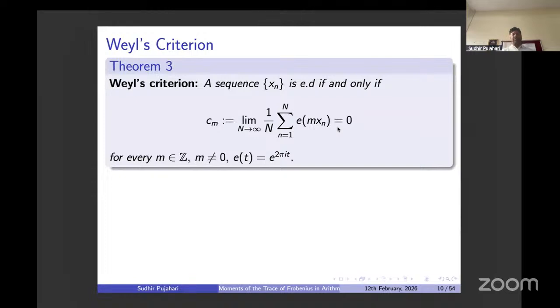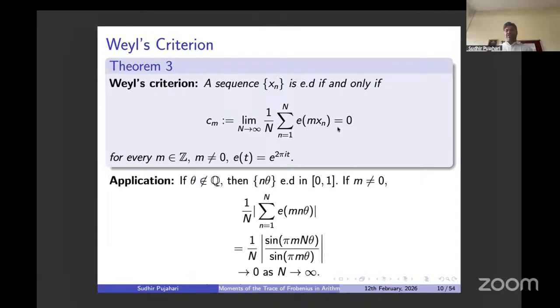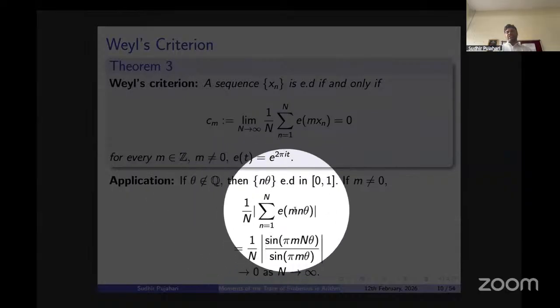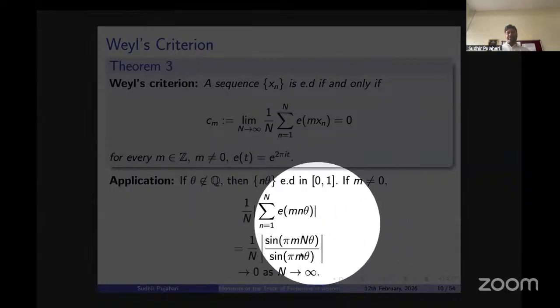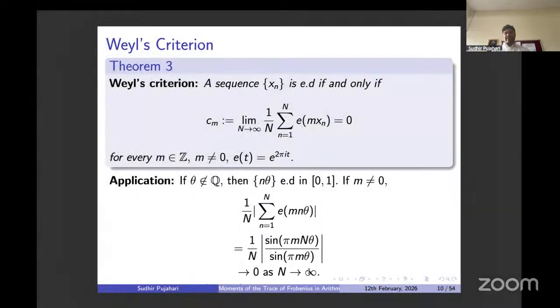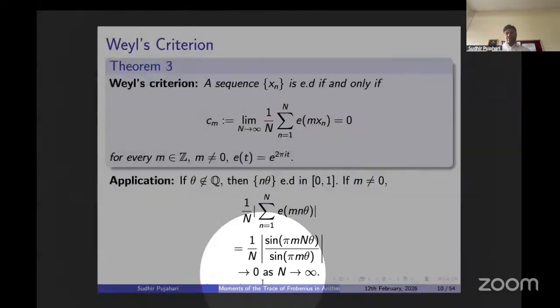So basically, what is the take-home message from here? Whenever we see whether a sequence is equidistributed or not, in the background, there is some exponential sum going on. That's the take-home message for this part. So in particular, if you look at the sequence n theta, where theta is irrational, basically we have to investigate this exponential sum, but this is just a GP, and that geometric progression can be written like this. But because theta is irrational, as n goes to infinity, this quantity goes to 0. Only a couple of lines.